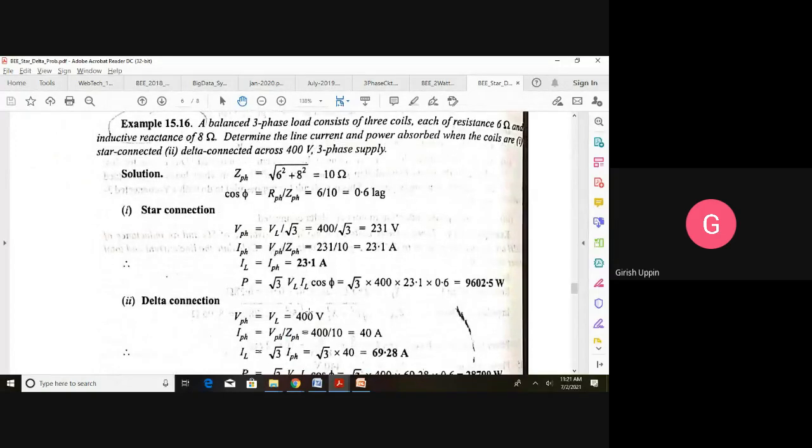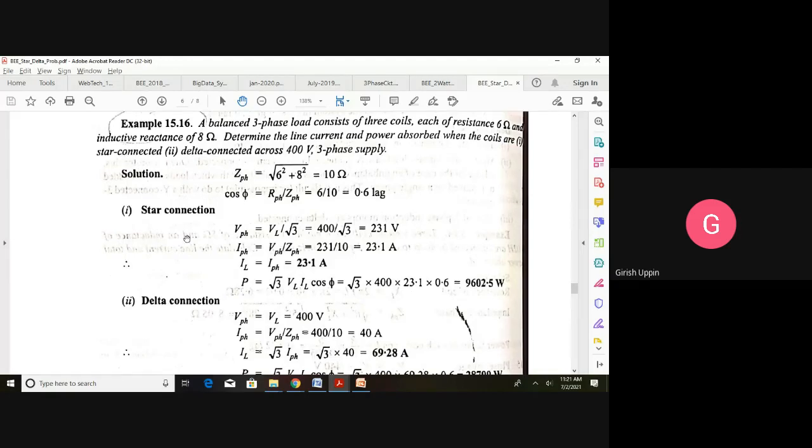A balanced three-phase load consists of three coils, each resistance 6 ohm, inductive reactance 8 ohm. Determine the line current and power absorbed when the coils are star connected, and in the second scenario delta connected across 400 volt three-phase supply. Okay. So in this case, the balanced three-phase load means all the phases are exactly the same. R is 6 ohm, XL is 8 ohm. What we have to find? IL, and we have to find P, capital P.